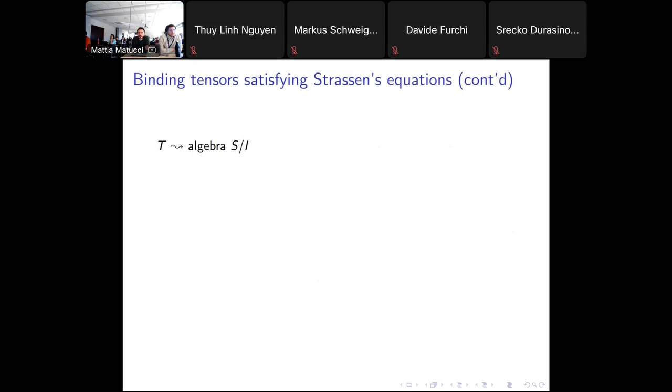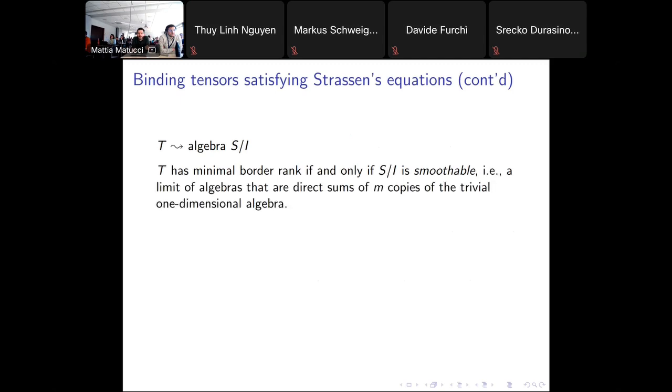But that was just a necessary condition to be minimal border rank. We want to know how far that is from being sufficient. So now we can translate that to a property of our algebra. Our tensor has minimal border rank if and only if this algebra is smoothable. That is to say, a limit of algebras that are direct sums of n copies of the trivial one-dimensional algebra.